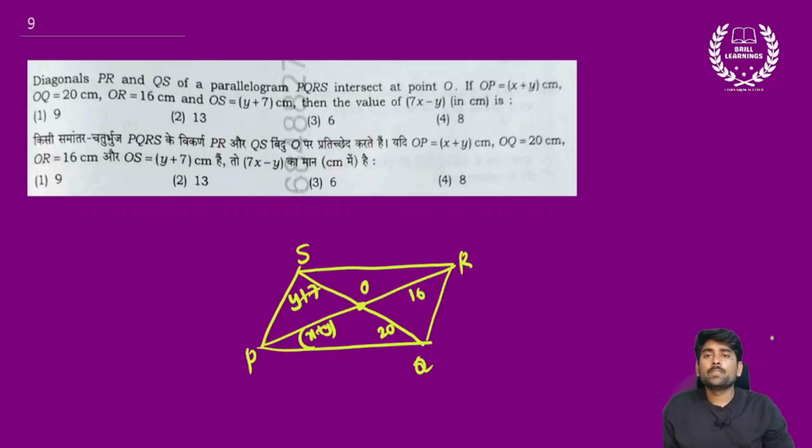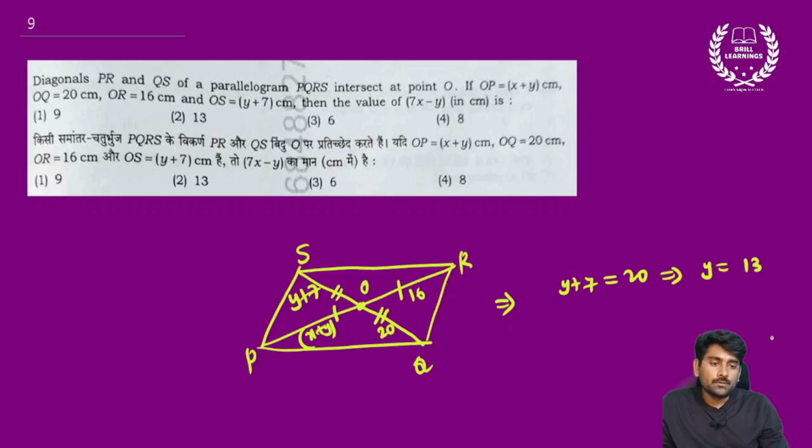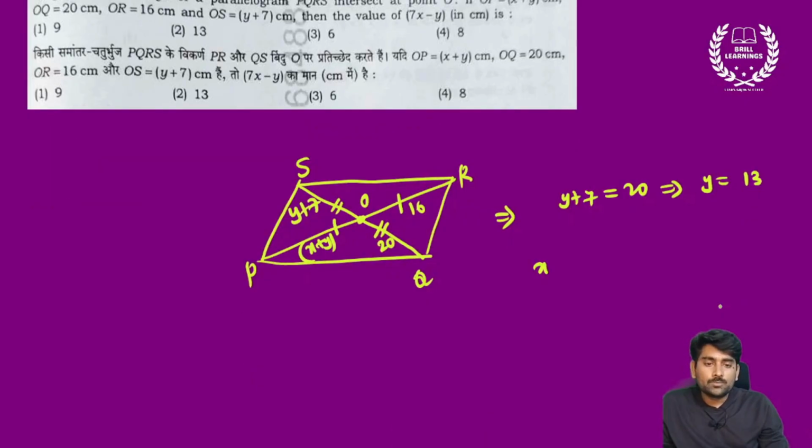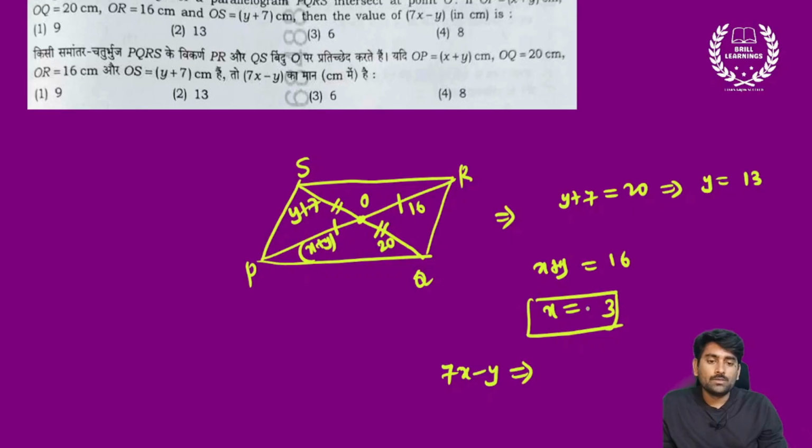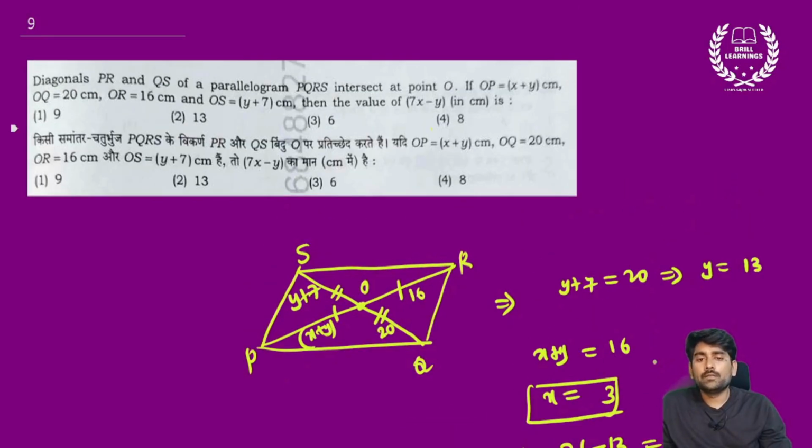Here the property is that the diagonals will bisect each other, but these two diagonals are not equal to each other. So this portion will be equal to this portion, and this portion will be equal to this portion. Compare this: Y plus 7 is equal to 20. From here the Y value is 13. Right. So now X plus Y is equal to 16. Here the Y value is 13, right? Substitute that value, so we will get the X value as 3 here. Now, what they're asking is 7X minus Y. So 21 minus 13, which is equal to 8. So the fourth one is the right answer here.